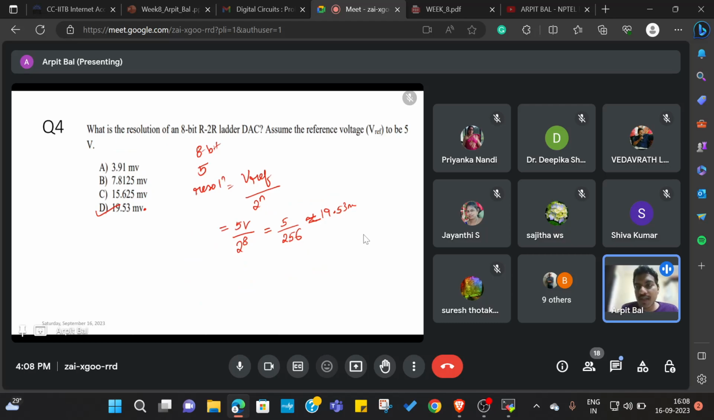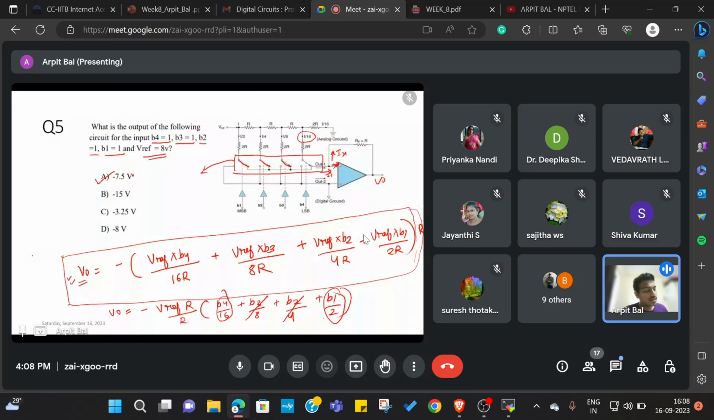Then the next question was related to the resolution of this 8-bit R2R ladder DAC. As I mentioned, resolution is the smallest measurable analog increment, which corresponds to one least significant bit. To figure that out, you have Vref divided by 2 to the power n, where n refers to the number of bits, which is 2 to the power 8. The next question was related to the R2R ladder DAC, and to compute the value directly, we are going to use this formula.